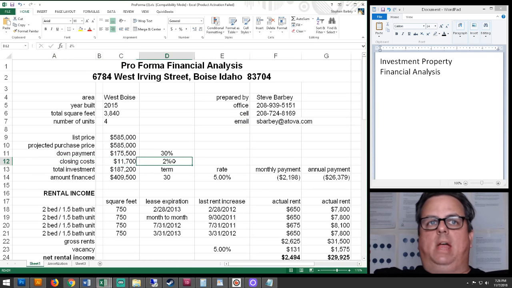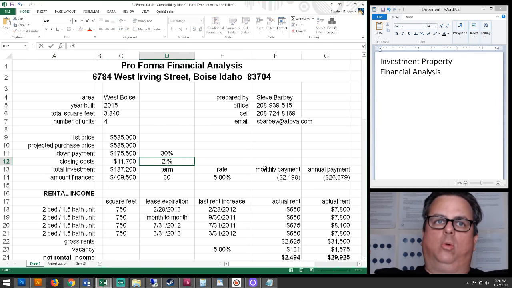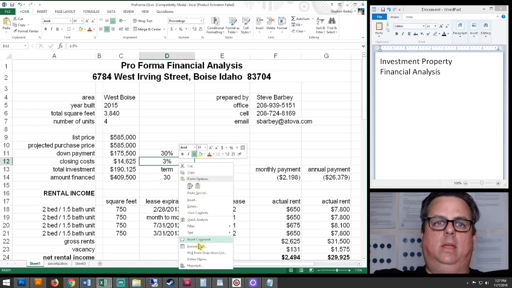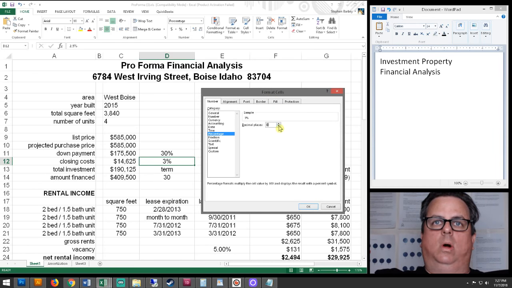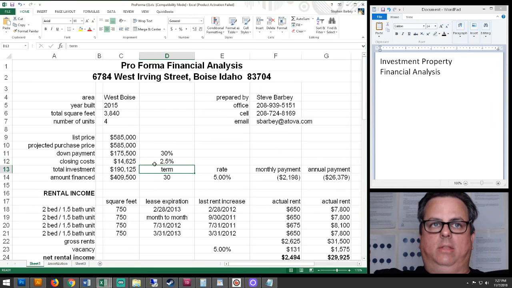Closing costs, we're going to estimate those at 2.5%. Maybe we'll crank that up to 2.5%. And it goes to 3, so I'm going to right click on that, go to Format Cells, and then in Format Cells, I'm going to change it to 1 decimal place, and that way I can see my 2.5%.